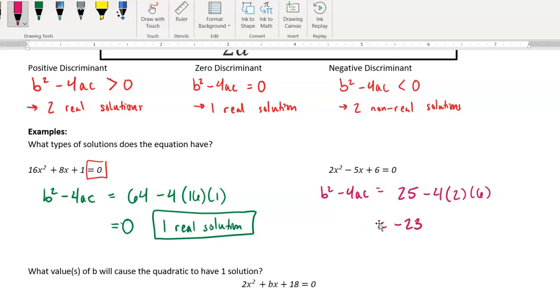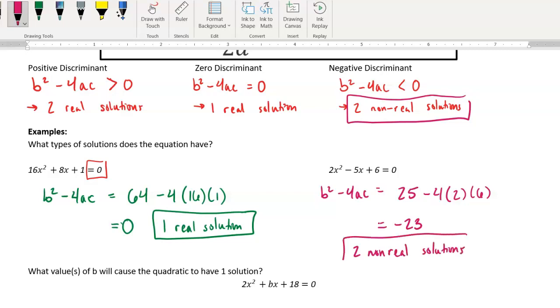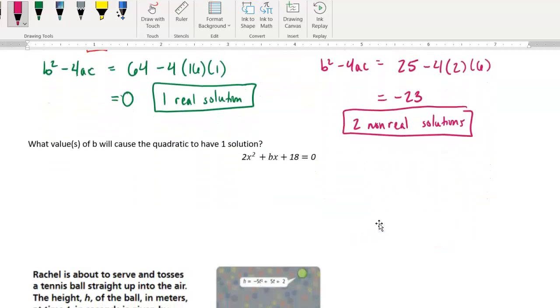-23 as your answer. So remember, if you have a negative discriminant, that means that there are two non-real solutions. So that's what a negative answer indicates for us. So again, we're just trying to figure out the number of real solutions.